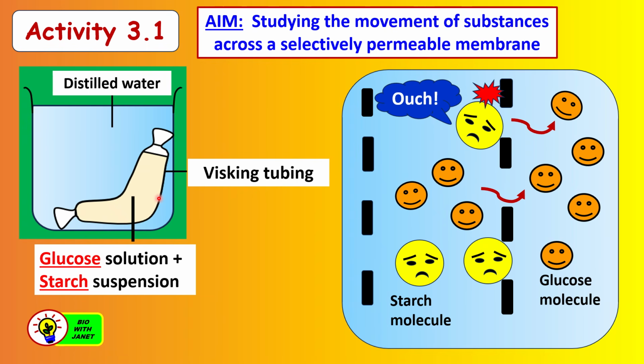All right. So in this picture, you see a representation of what's happening in the Visking tubing. Starch molecules that are bigger, right, cannot pass through the pores in the Visking tubing, which are smaller than the starch molecules. Whereas glucose molecules that are smaller than the pores of the Visking tubing can pass through and diffuse out of the Visking tubing. Okay, so let's go on further.